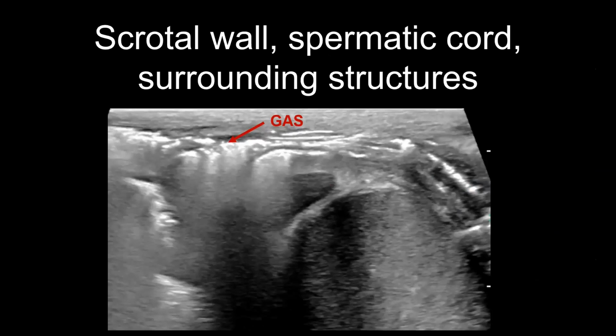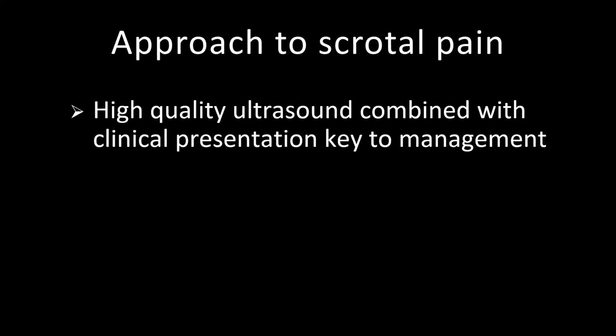And then everything else, the scrotal wall, spermatic cord, surrounding structures. On this image, we have a testicle, and the scrotal wall has gas in it. This patient had necrotizing fasciitis. So my approach to scrotal pain, first of all, high quality ultrasound is very important because we really do help determine management. Does this patient need to go urgently to the OR or not?